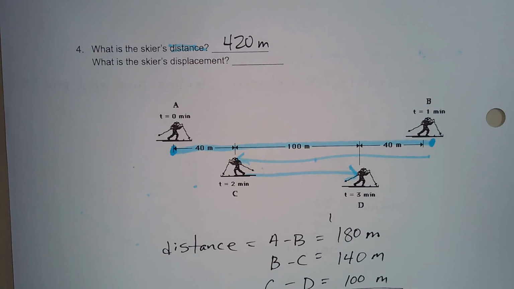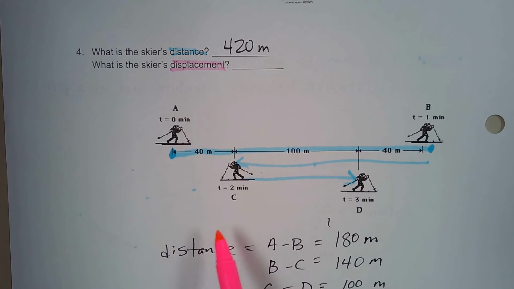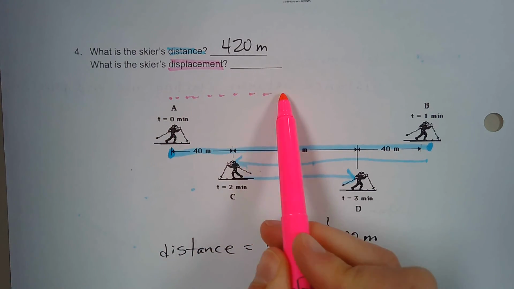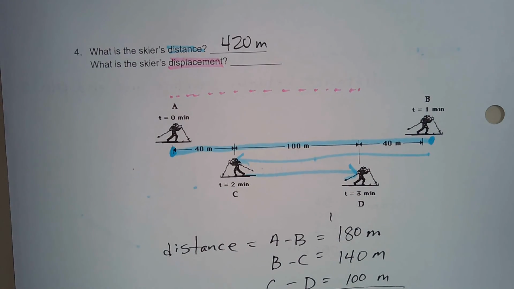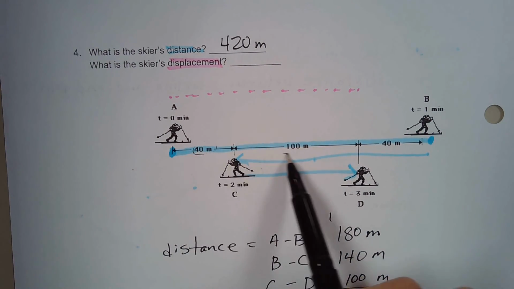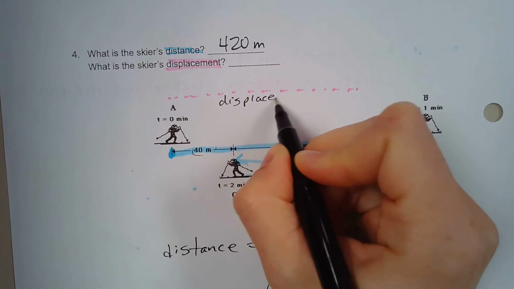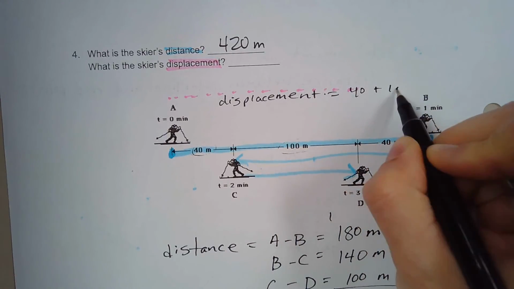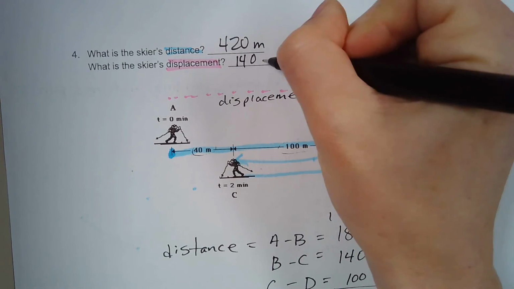What is the displacement? Well, he started at A and ends at D, and so the displacement is from point A to point D, which is 40 plus 100. So it's 140 meters.